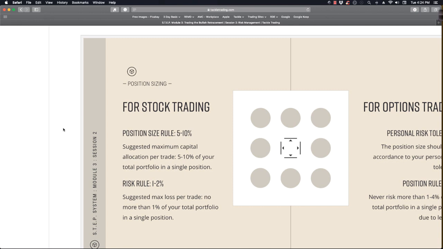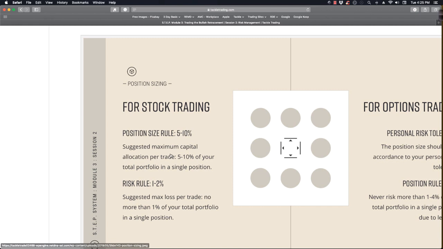Now, there's a rule for the step system. And this rule is that you're not going to use more than, say, 5 to 10% of your capital to buy the stock. And you're not going to risk more than 1% of your total portfolio. Now, that number is somewhat debatable. I have seen some traders use 2% and 1.5% or 0.5%, using different variables there. But the key is consistency and that you're not exceeding pain thresholds and personal risk tolerances.